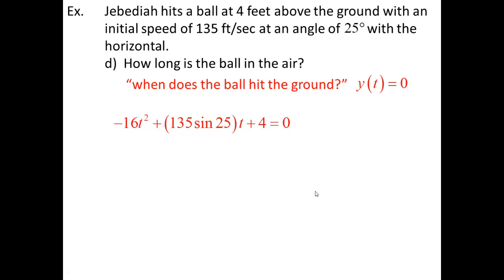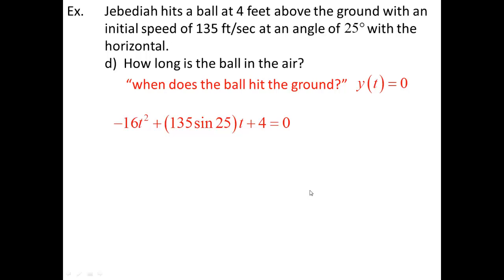Now we could do this the fun way of solving, well, I wouldn't use factoring because there's no way I'm going to get that 135 sine and 25 in the middle. So I could just use the quadratic formula to solve this, or I could use my graphing calculator.